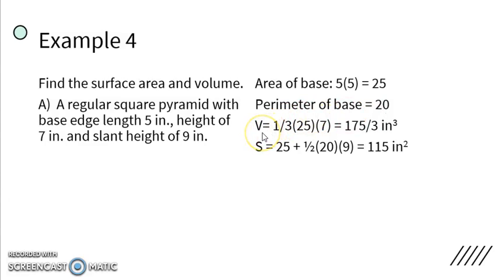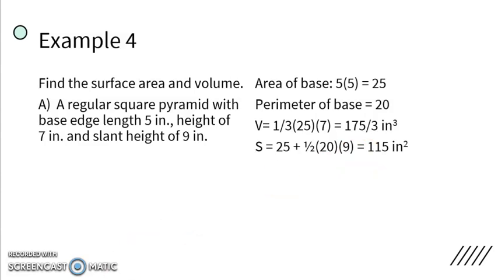For the volume of this, it is a pyramid, so it's 1/3 times the area of the base times the height up the center. And if you multiply that, you get 175 over 3 inches cubed. For the surface area, it's the area of the base plus 1/2 times the perimeter of the base times the slant height. And if you calculate that, you get 115 inches squared.